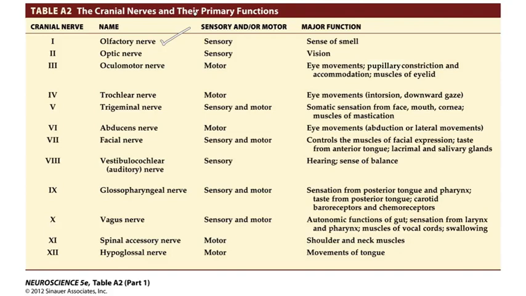And that structure in the brain is called the olfactory bulb. So when you see the olfactory bulb, don't mistake it for a cranial nerve. Know that that's part of the brain, but it's the part that receives cranial nerve 1.